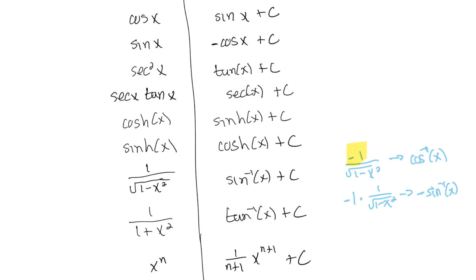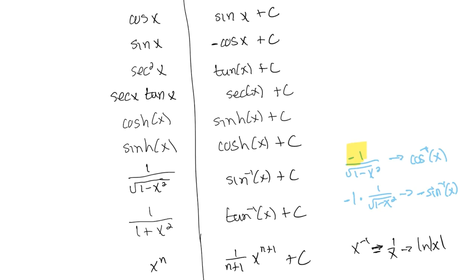Well, except for x to the negative 1, right? Keep in mind, if I have x to the negative 1, that's really 1 over x, and that antiderivative is log. So this property is true as long as n is not negative 1. Otherwise, the antiderivative of x to a power is add 1 to the exponent, divide by that new exponent.